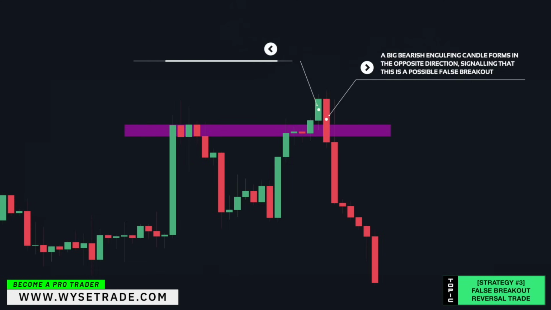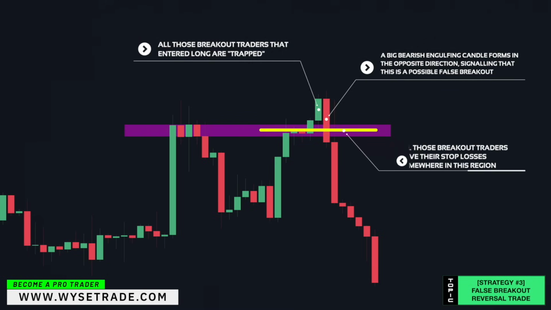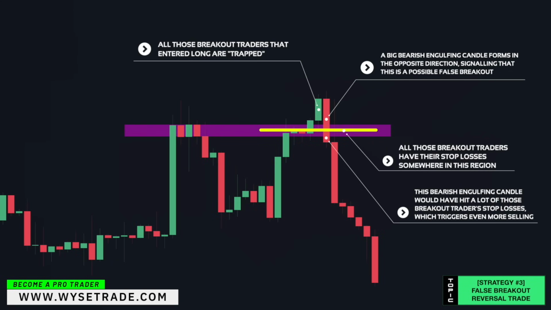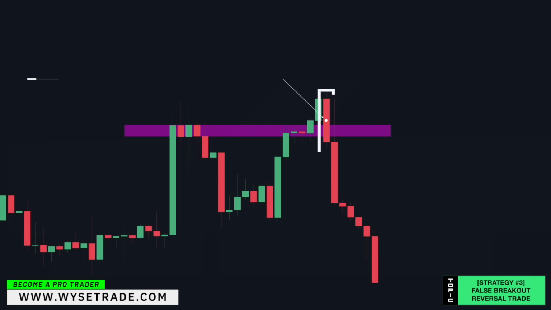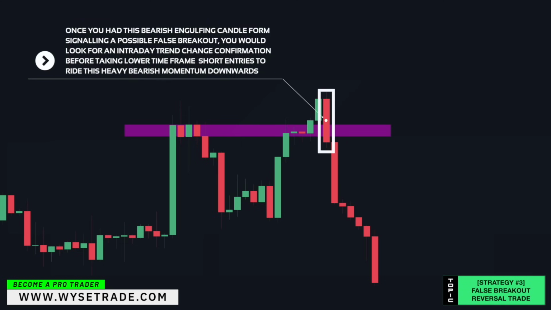Now, all those breakout traders that entered long are trapped, and their stop losses are somewhere in this area here, meaning this bearish engulfing candle that formed would have hit a lot of those breakout traders' stop losses, which triggers even more selling pressure and results in a bearish engulfing momentum candle like this to form. Knowing that all this occurs on the back end, once you had that first bearish engulfing candle form, you would look for an intraday trend change confirmation before taking short entries on the lower intraday timeframes to ride this heavy bearish momentum down. Let's show this again.